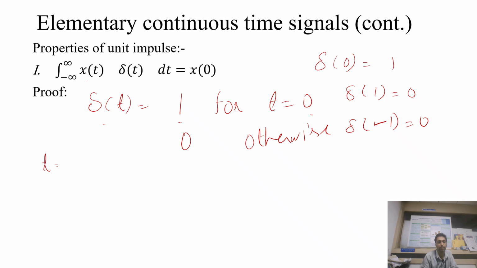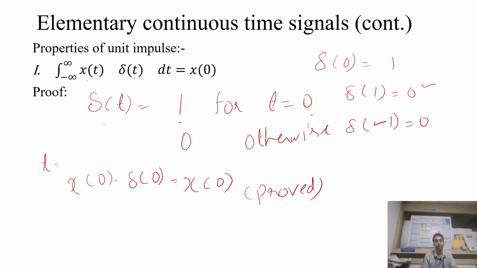So x of t I multiplied. If I multiply anything with delta of t, for example x of 1 integration, I am going with delta of 1, so I will get it as a 0 because delta of 1 is 0. Similarly, if I go like that, so only it exists for 0. So I will get here x of 0 into delta of 0. Delta of 0 is 1. So it is x of 0.